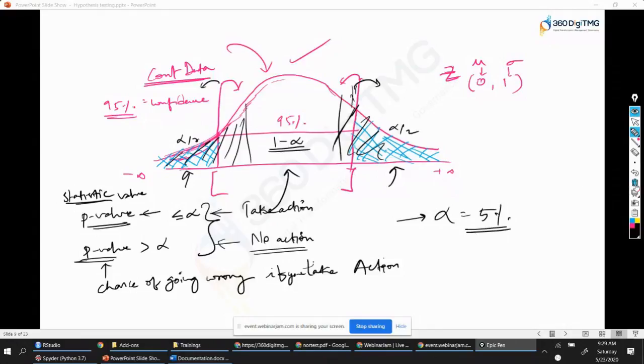There are different ways to explain this. But yeah, this is one of the easiest ways that I feel to consider the p-values. So p-value is nothing but the chance of going wrong. And we compare this with the industrial standard, which is nothing but alpha. It is represented as alpha, which is 5%.